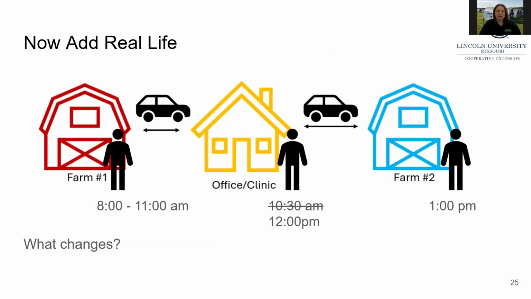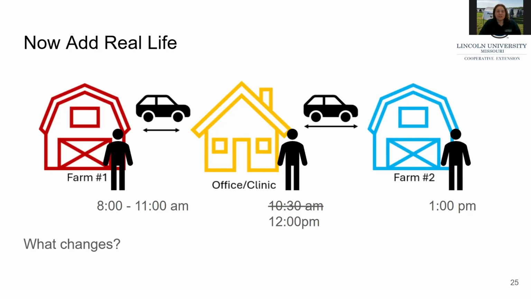So far, we've been looking at the pathway somewhat like a map. But our actual work happens on a schedule, and sometimes that schedule doesn't go exactly as planned. Let's add a little real life to our workday. Remember our first farm visit? We originally planned to leave farm number 1 and return to the office by 10:30, but the visit runs long. Now we don't leave farm 1 until 11. We get back at noon.